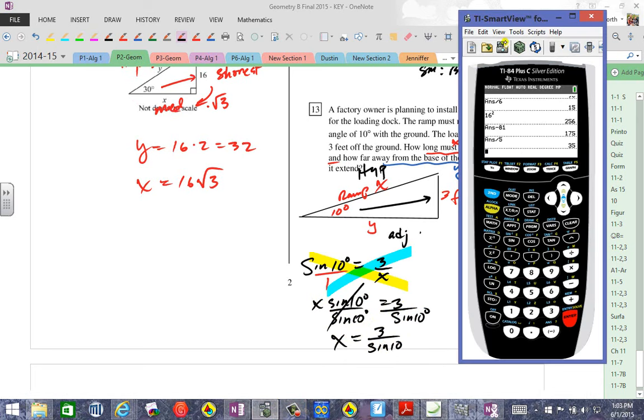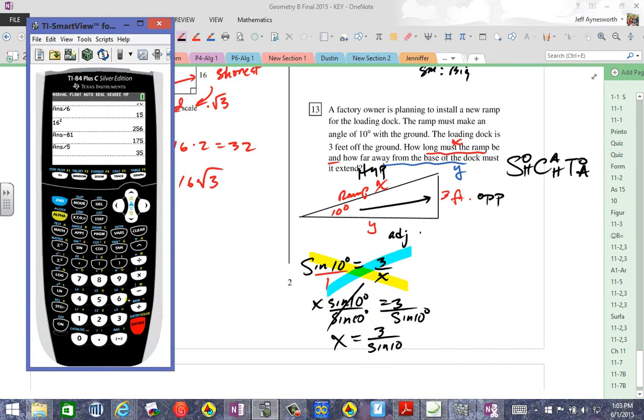Kick in your scientific calculator. So clear, 3. Let me just check something, the mode here. It's got to be in degree mode. Okay.